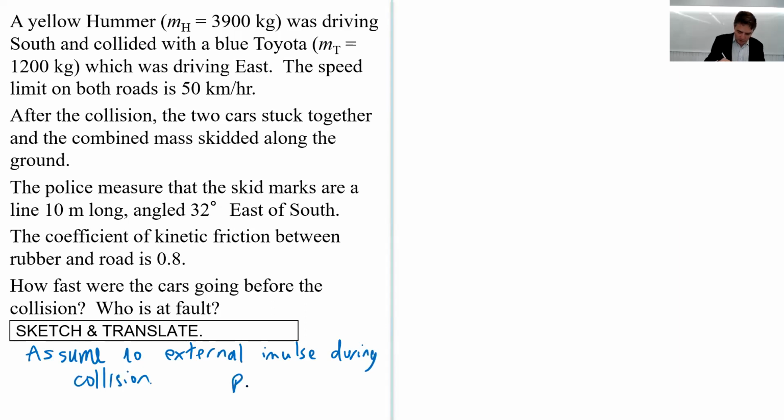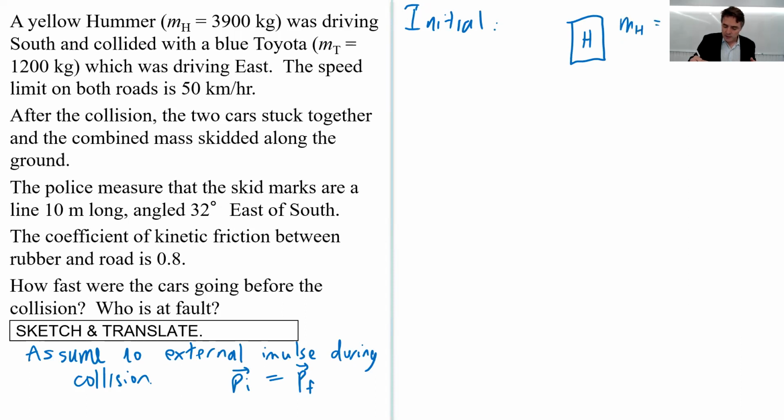Okay, so that the P initial is equal to the P final, because there's no J from outside things. So the initial situation, we can sketch that, is going to be, you've got your Hummer, H, which has a mass equal to 3,900 kilograms. And its Vy is equal to question mark, but it's negative. So what I'm going to do is define that plus y is north and plus x is east. So this is north and x is east.